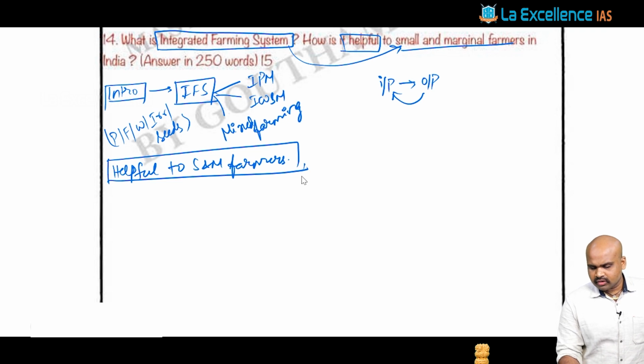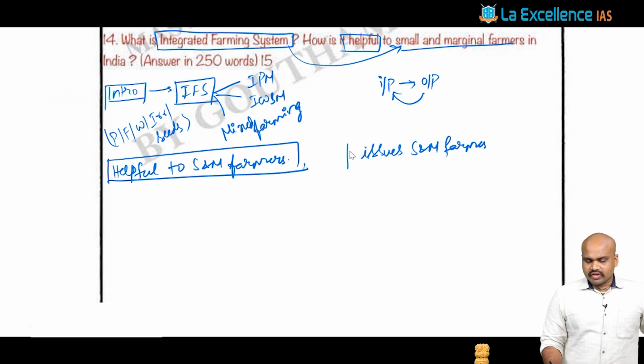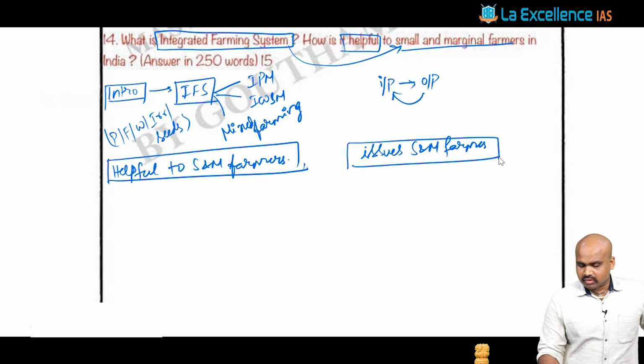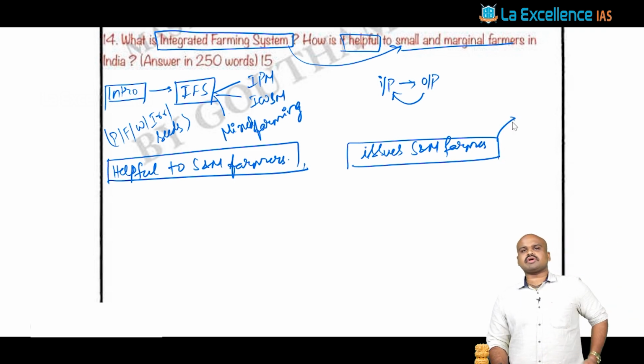How is it helpful to small and marginal farmers? That is the second part of this question. Before we understand how it is helpful to small and marginal farmers, we have to see what are the issues being faced by small and marginal farmers. Because once you understand those issues, automatically you will see what the integrated farming system is and what its role is.